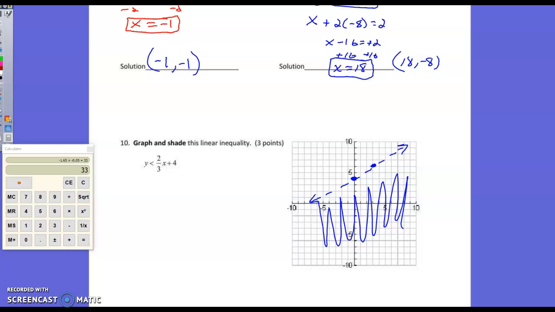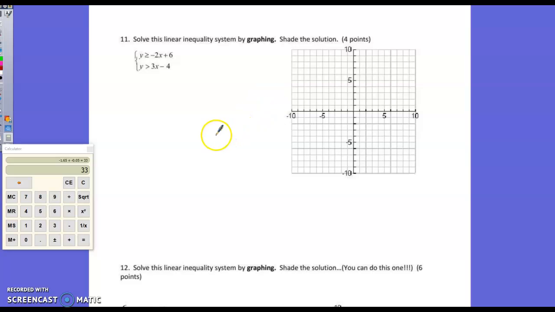Alright, picking up where we left off, we just finished number 10. I am going to go on to the next one. So now we're at 11, solving linear systems of inequalities by graphing. We're going to look for which quadrant we're going to shade. They're already in slope-intercept form.